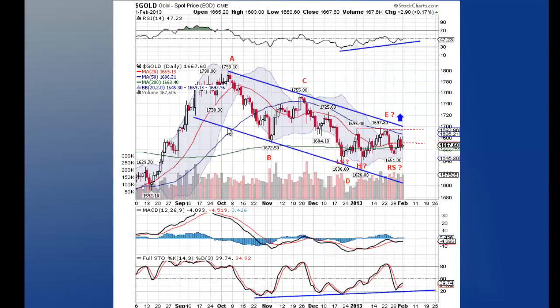Gold chart, this appears to be a really long-term bull flag pattern with A, B, C, D, and we are waiting for a breakout on E. Only a swift move higher towards 1695, 1700, and especially the daily close above 1700 towards 1720 would be seen as a potentially bullish development.